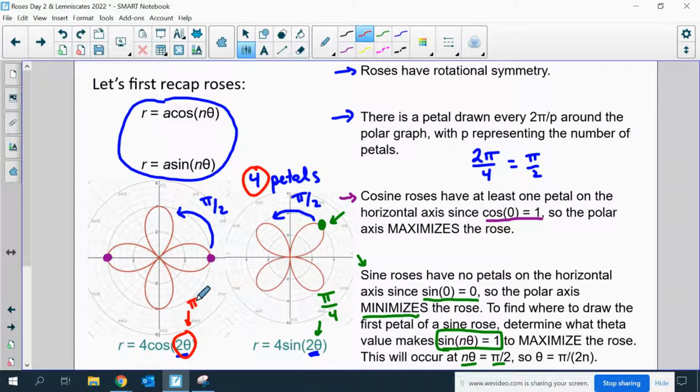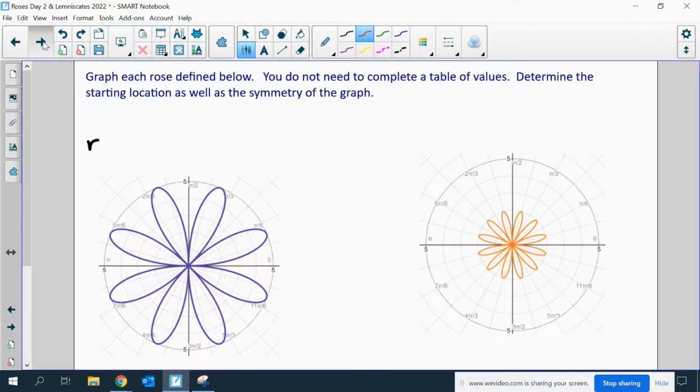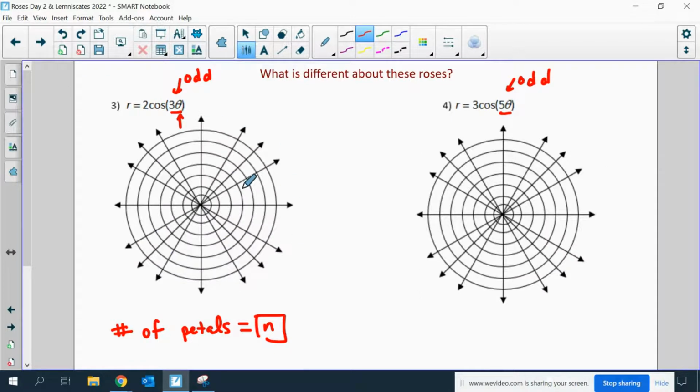So when I plugged in pi here, I had 2 pi, which gave me another positive value. So it essentially halves the period of the graph. And so what we know is that cosine graphs will start on the horizontal axis. So if I substitute in 0, I would end up with cosine being 1, so r equals 2. So 2 comma 0 is my first one.